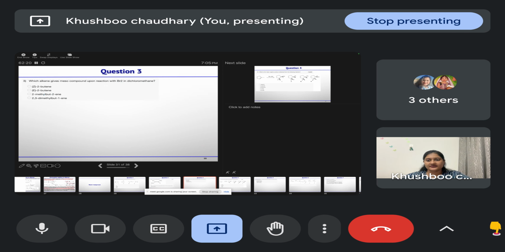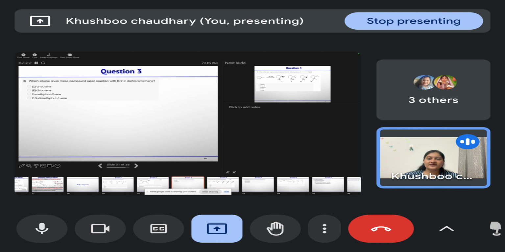Okay. Then the next question is, which alkene gives the meso compound upon reaction with bromine in dichloromethane? So if you have Z-2-butene, the same priority groups should be on the same side. So this is the case. If we are treating it with bromine, then a bromonium ion will form. Let us suppose it is forming above the plane. Then the other bromide ion will come and attack from the back side. So we have methyl above, here bromide above.